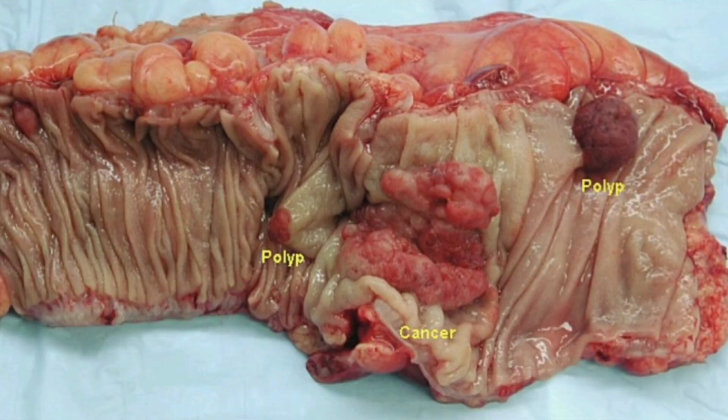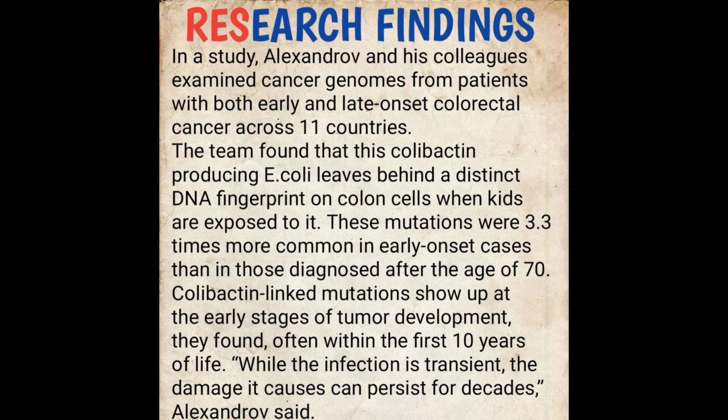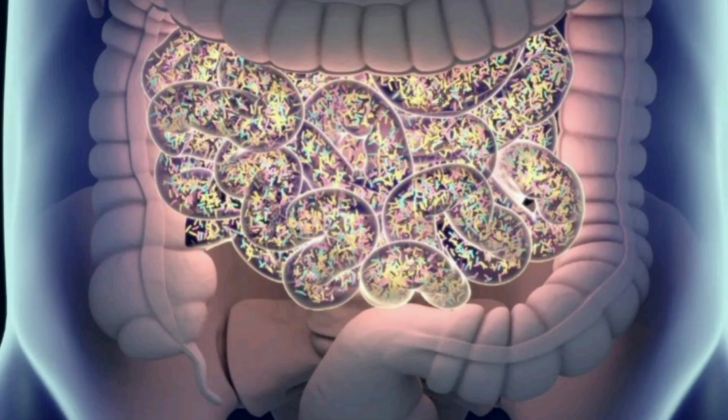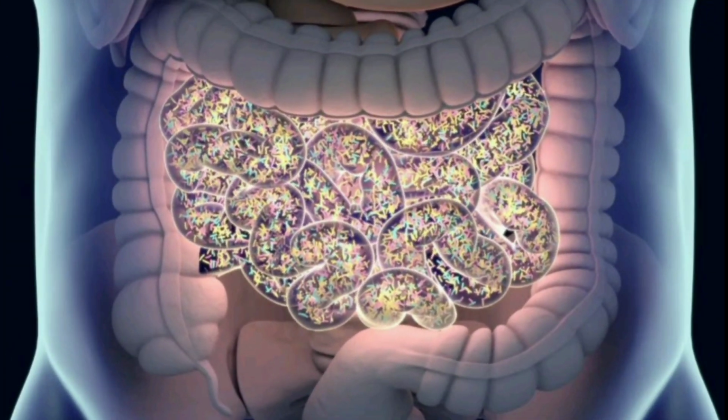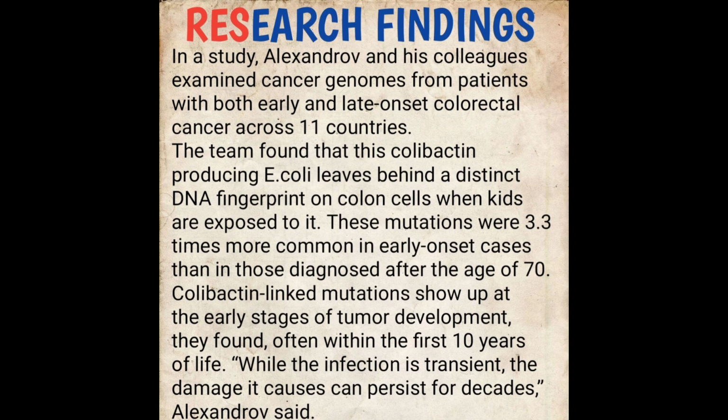So comparing those who have early onset, people who are under 55 years, and the late onset, above 70, the team found that this colibactin-producing E. coli leaves behind a distinct DNA fingerprint on colon cells when kids are exposed to it. These mutations were 3.3 times more common in early onset cases than in those diagnosed after the age of 70. Colibactin-linked mutations show up at the early stage of tumor development, they found, often within the first 10 years of life.